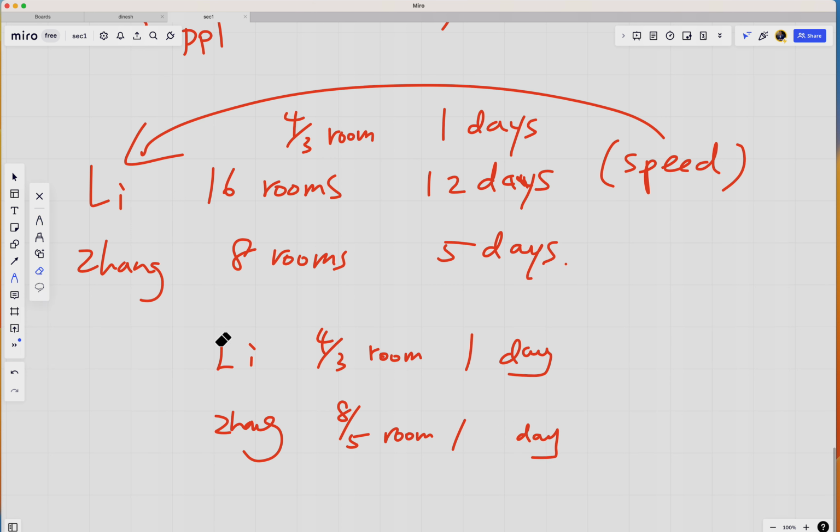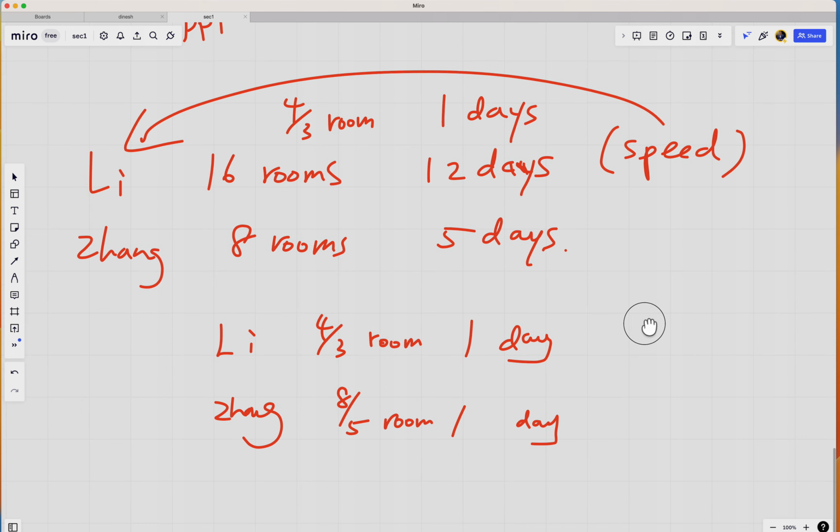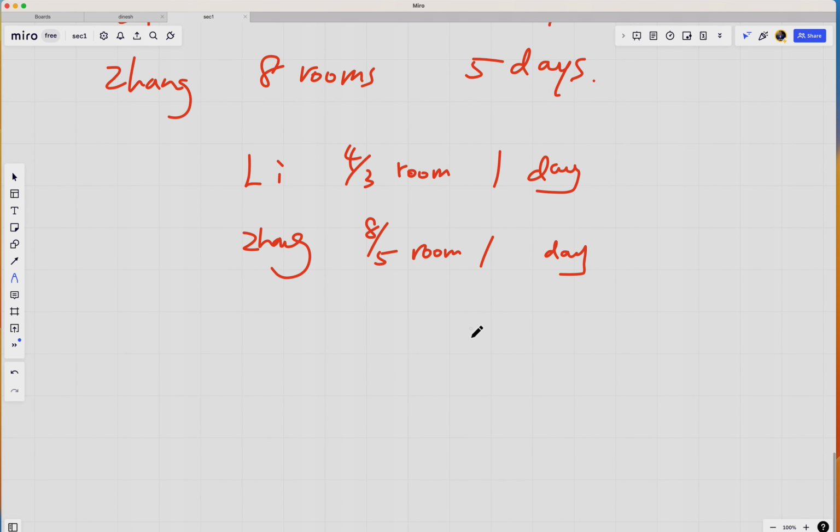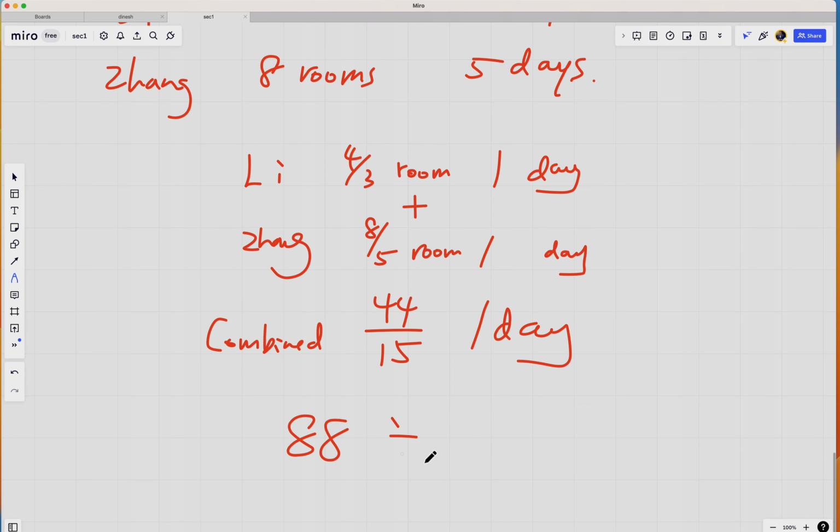Okay, so with this understanding, I think it's pretty easy already. They say assuming that both work together, find the number of days it will take to paint. So now they need to work together. You know what work together means? Work together means they add up. So you add up this. In 1 day they finish how much? Combined, it's 44/15. So this is 1 day. But in order to do 88, then you divide. 88 divided by 44/15 gives 30 days.